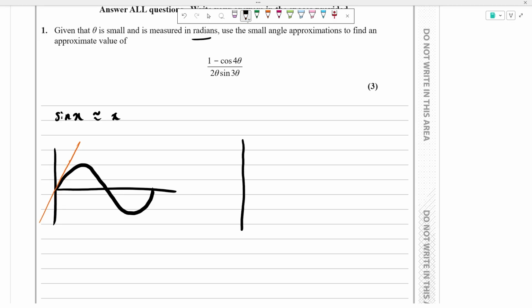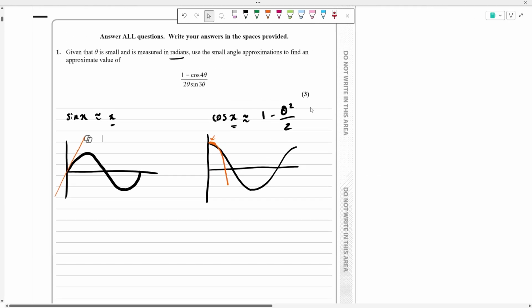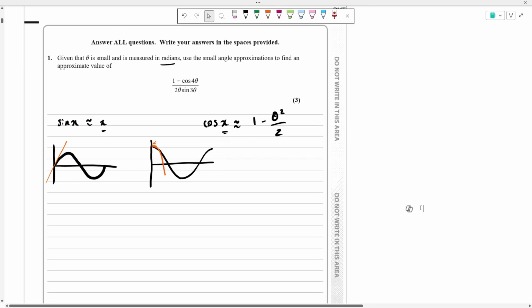Something very similar happens with our cos graph. Cos x would be approximately 1 minus x squared over 2 when x is small. At small values, the quadratic looks very similar to the cos graph, but at bigger values of x they start to diverge and look different. This only applies when x is small. These graphical things aren't really necessary, but we're going to use these identities to help work this out.